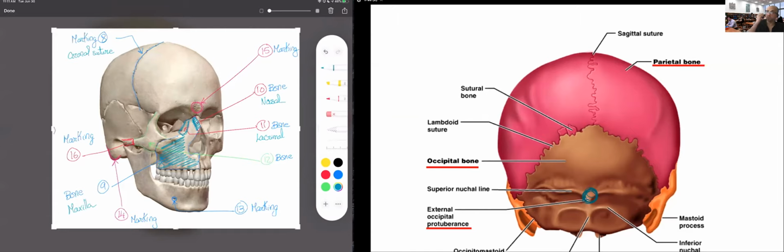Lacrimal bone. How about the bone of the cheek? You remember what we called this bone? Number 12. Exactly, this is my zygomatic bone. And how about number 13, which is a marking? What did we call the hole on the anterior surface of the mandible related to the chin? Yeah, I see a couple of answers. Yes, mental foramen.